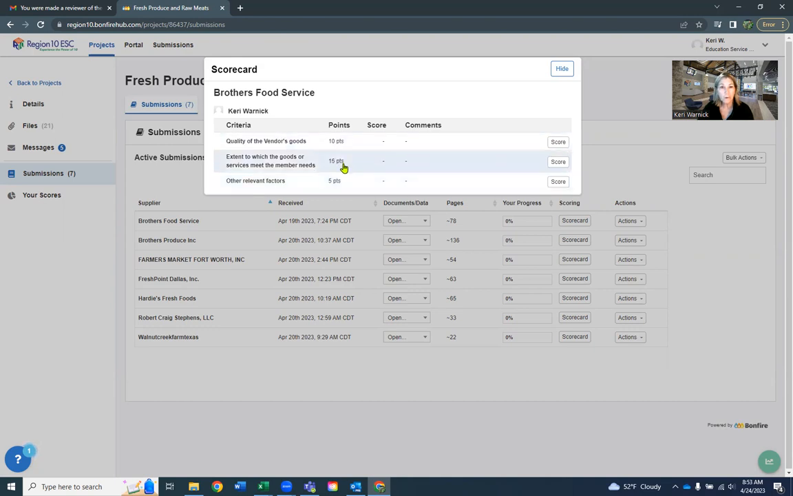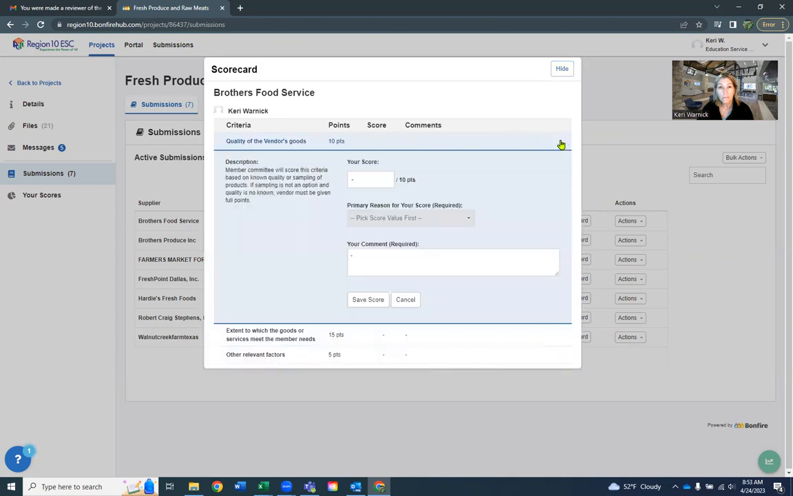And you get to see total points you can give. To start, you're just going to click on score for each criteria. You will click on the box where you're going to enter how many points.